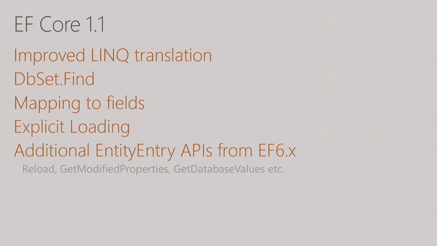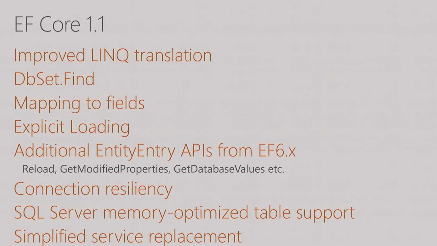Here's a list of the stuff that's coming in EF Core 1.1. I'm not going to touch on all of it, but quickly to call out a few. One of the biggest pain points we've heard was about the maturity of our LINQ provider. So we're working to translate more queries to SQL successfully. Another one, where was the one I was going to talk about? Oh, simplified service replacement. That's actually what we're going to demo next.